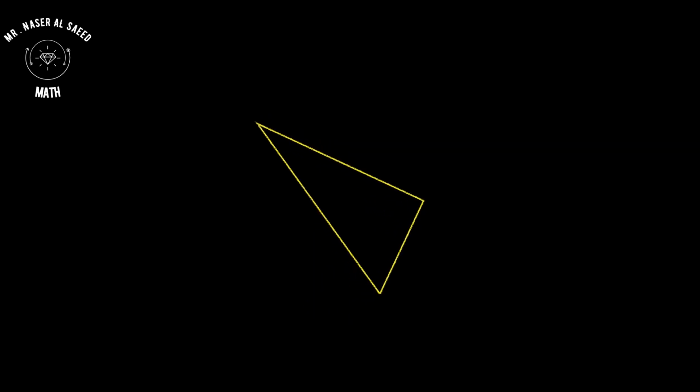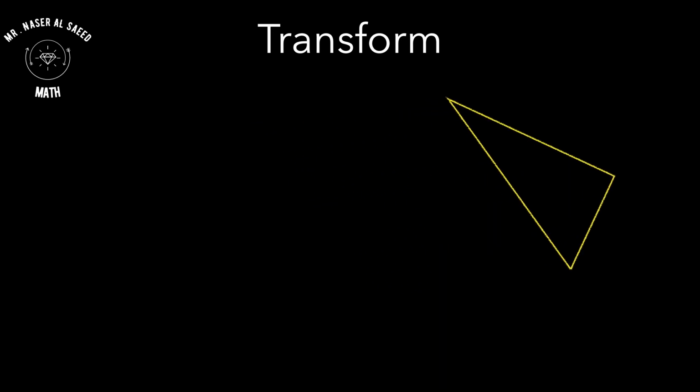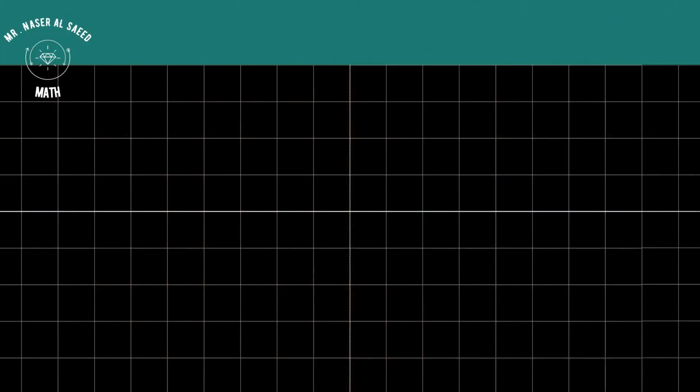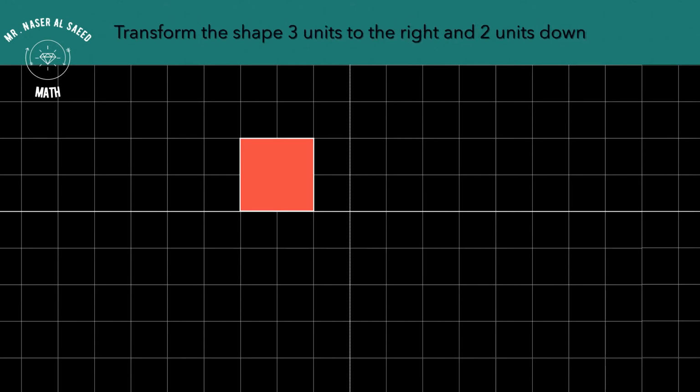All right, let's look at what it looks like on a grid, and the instruction will be in this green part at the top. Let's start with the shape and give it some instruction. Transform the shape 3 units to the right and 2 units down. So we are going to move it 3 units to the right and 2 units down.